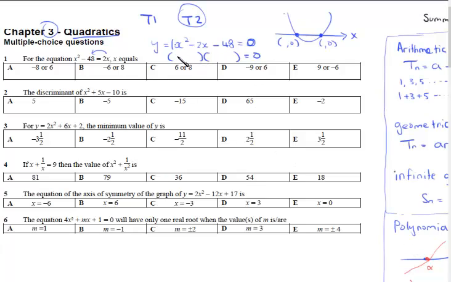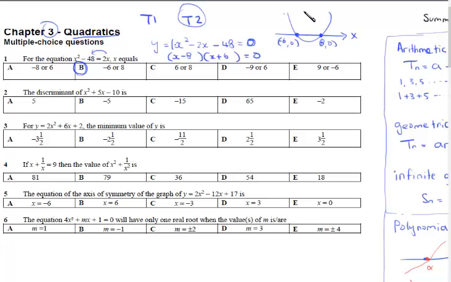All right, so this is x minus 8, and then x plus 6. Negative 8 times 6 is negative 48, and negative 8 plus 6 is negative 2. Therefore, the answer is 8 or negative 6, which is B. What x value makes this one 0? The answer is 8. What x value makes this one 0? The answer is negative 6.